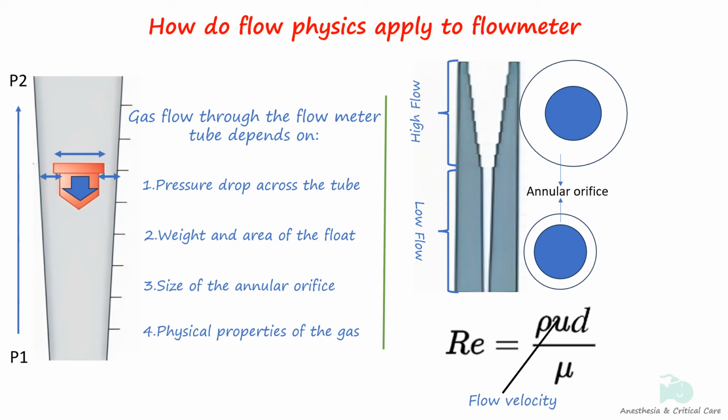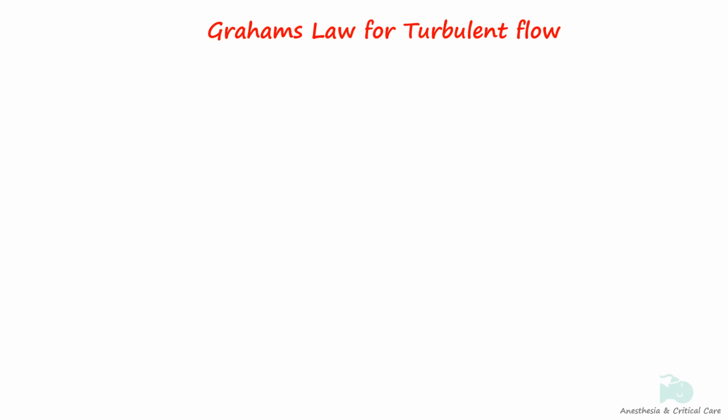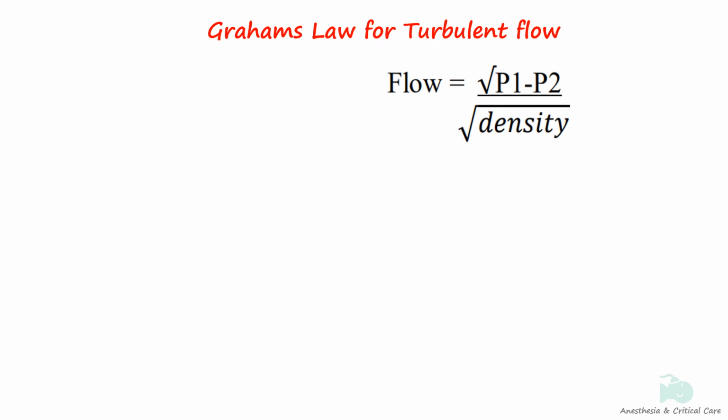It should also be noted that since the flows are turbulent at higher flow rates, density of the gas is important. At lower flow rate, the Reynolds number is low and the flow is laminar, and viscosity plays an important role in determining flow. Graham's law for turbulent flow states that the flow rate is directly proportional to square root of pressure gradient on either side of the tube and inversely proportional to square root of density of the fluid.